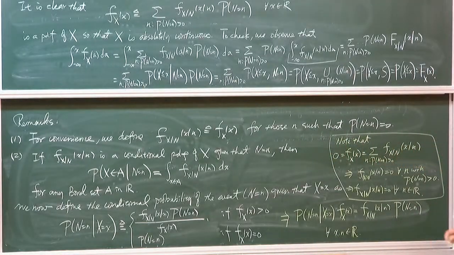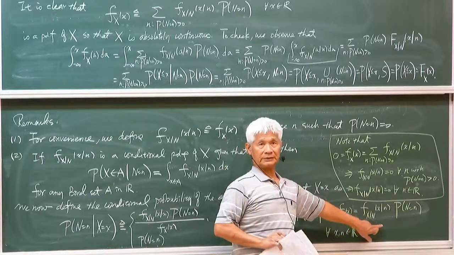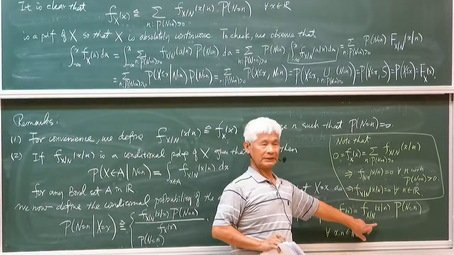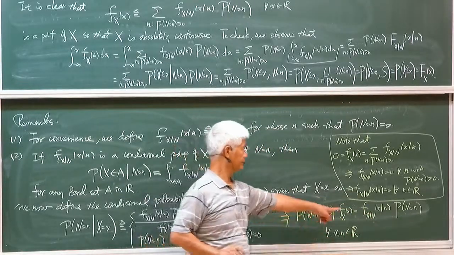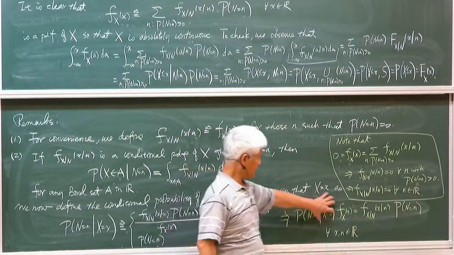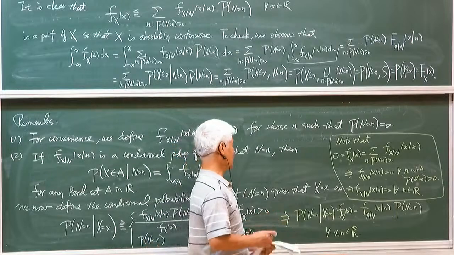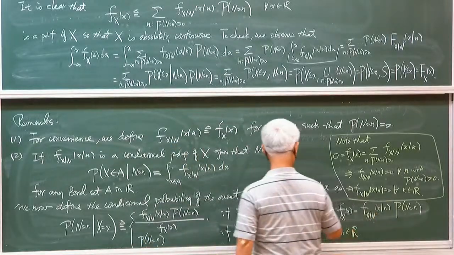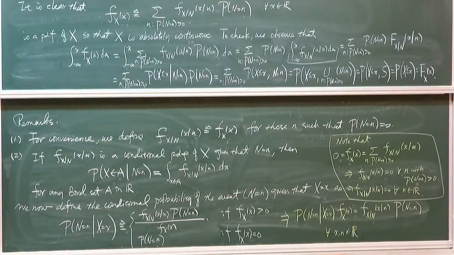So for this case, this is 0, and this is also 0. All right, so we have 0 equal to 0, of course. So the equality is true for all x in R. So this is always true for all x in R.